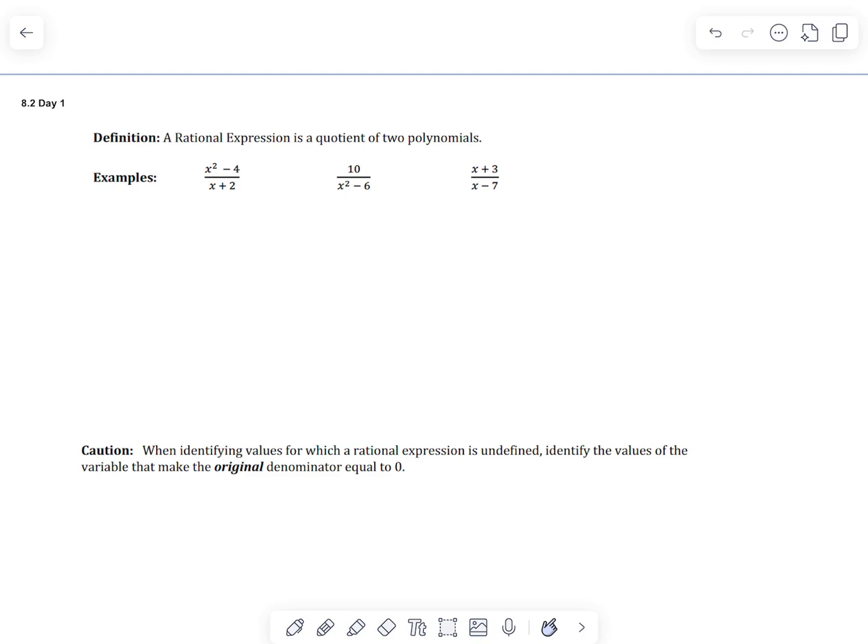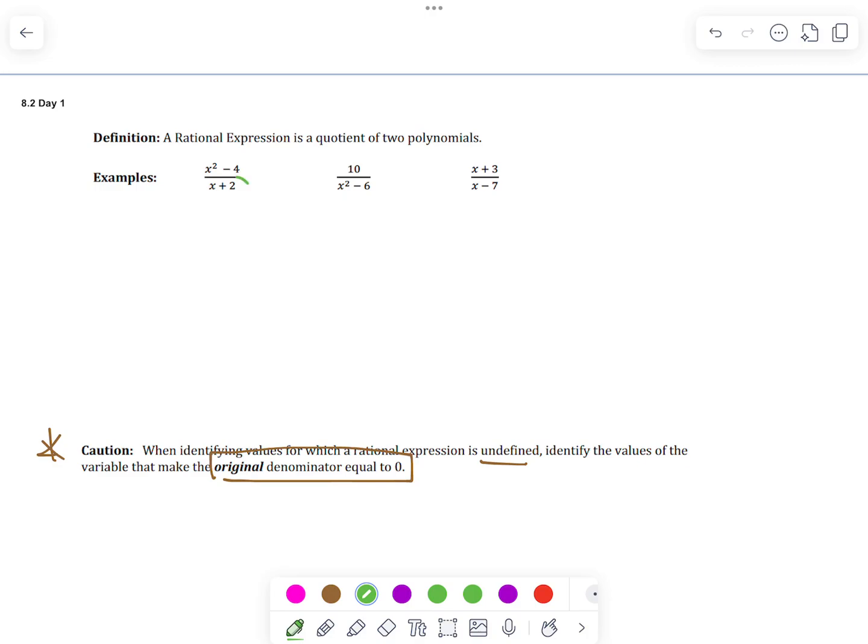All right. The definition of a rational expression is a quotient of two polynomials. So we have three examples here, and what we want to do is find out the restriction on the domain. If we read here, the caution: when identifying values for which the rational expression is undefined, we need to identify anything that makes the denominator 0.